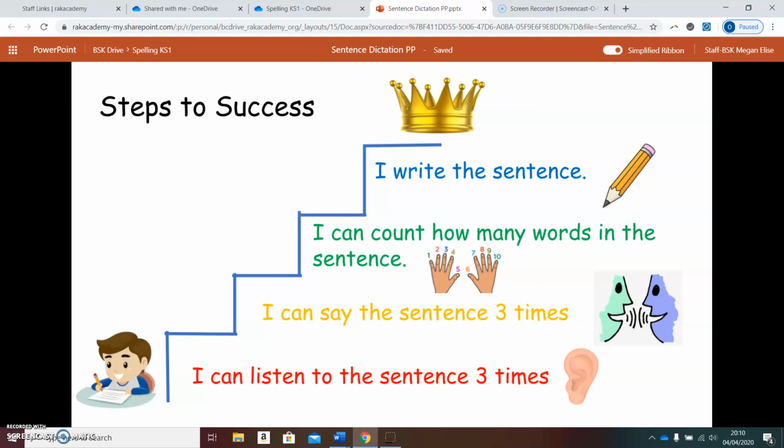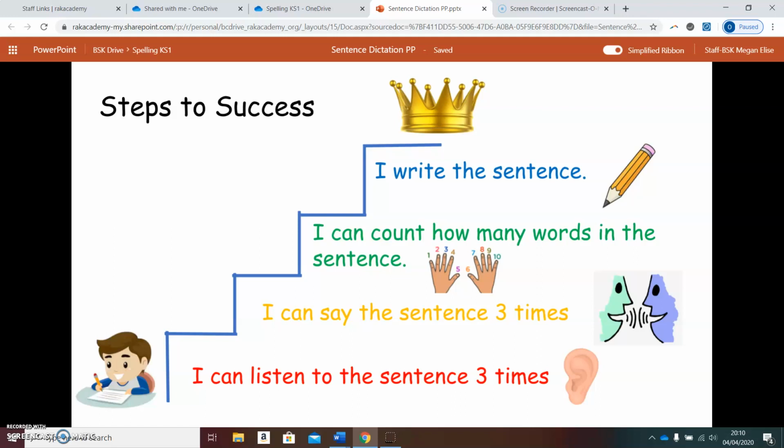For example, I might say, the cat is sat on the mat. I've said that once. Then I'll say it again. The cat is sat on the mat. Then I will say it one more time. Number 3, the cat is sat on the mat.